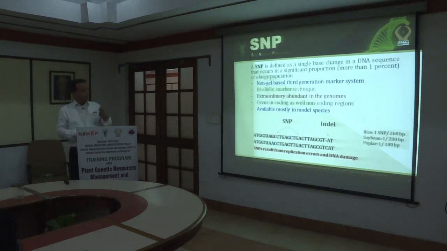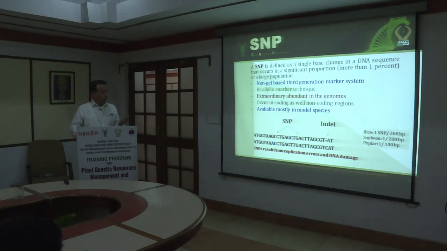Another marker technique of very latest utility is SNP, single nucleotide polymorphisms. SNP markers are defined as a single base change in a DNA sequence that occurs in a significant proportion, more than 1%, in the population. So, for example, you will find these SNPs to the tune of 1 SNP per 268 base pairs in rice. Likewise, 1 SNP per 280 base pairs.